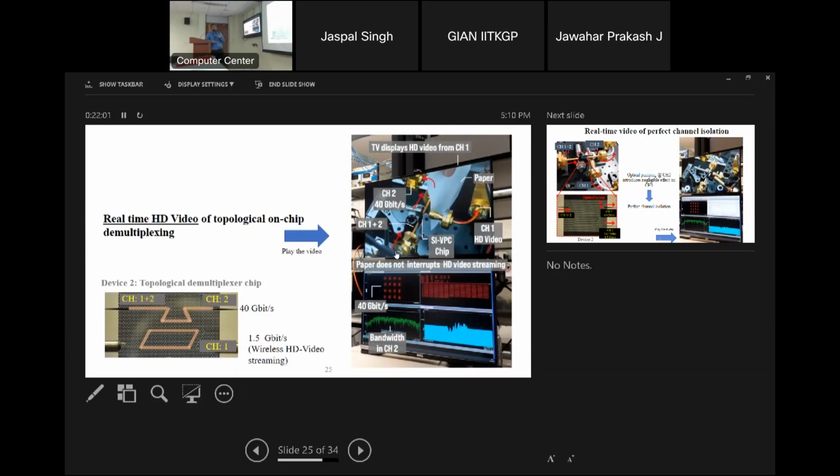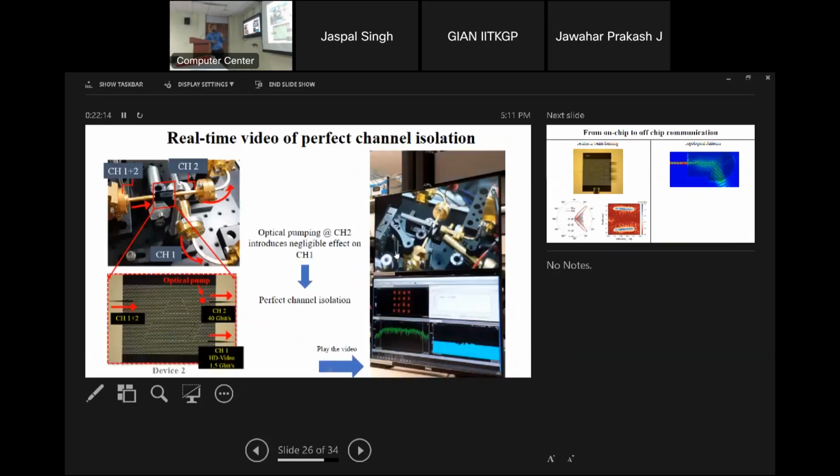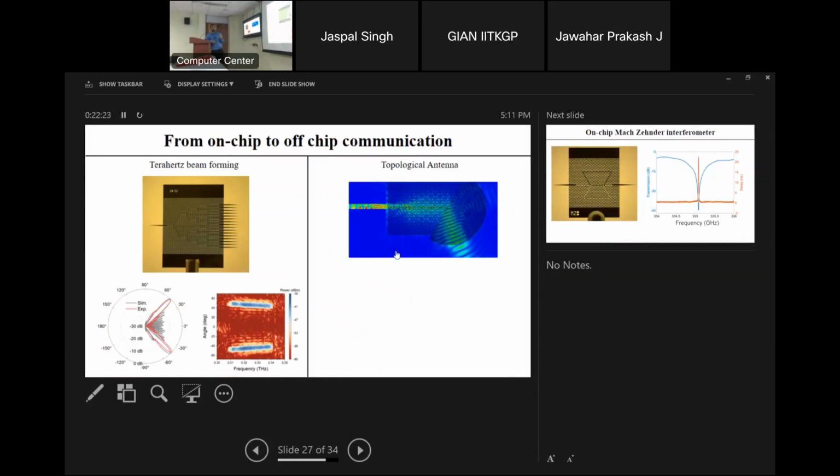So this shows that this chip device can operate with demultiplexing functionality. Further, if we purposely destroy the 40 Gbps, nothing will happen to the HD video that is happening. So I can just skip these videos.